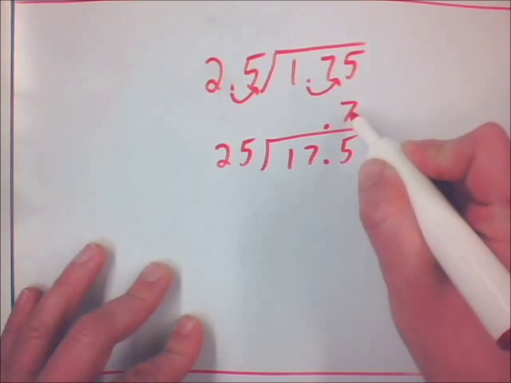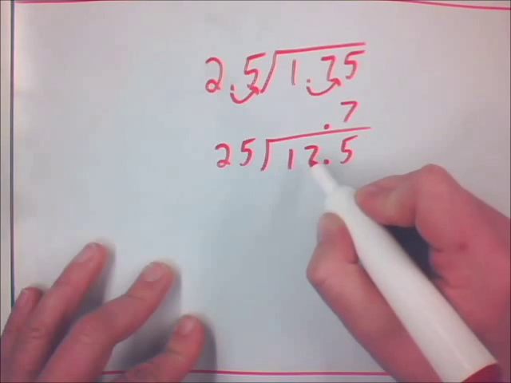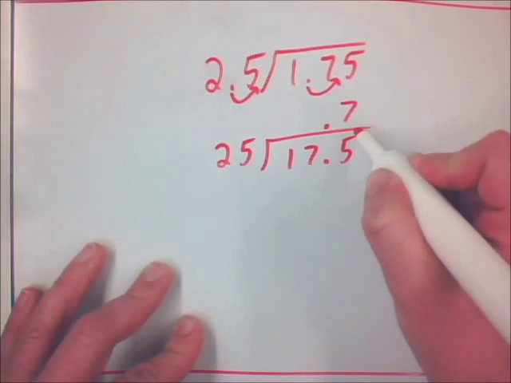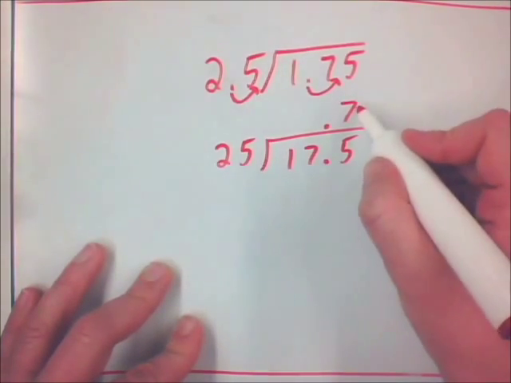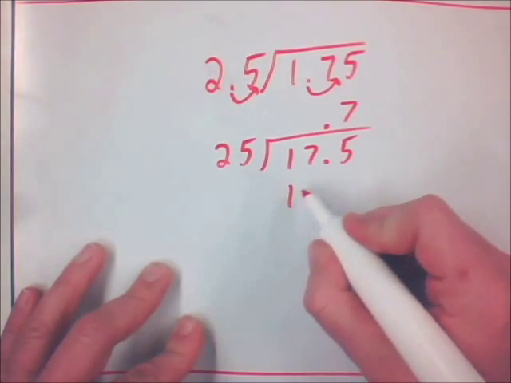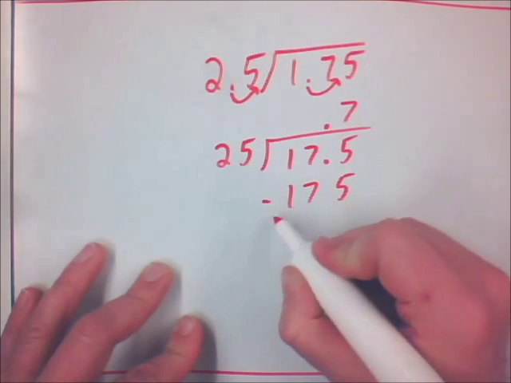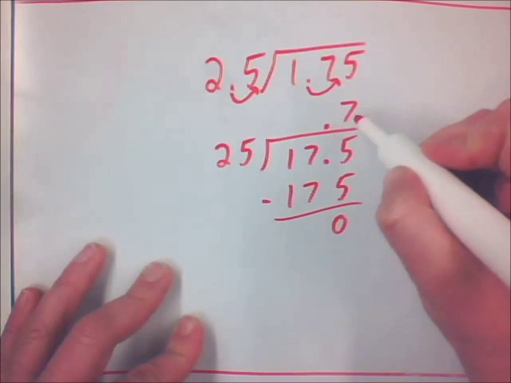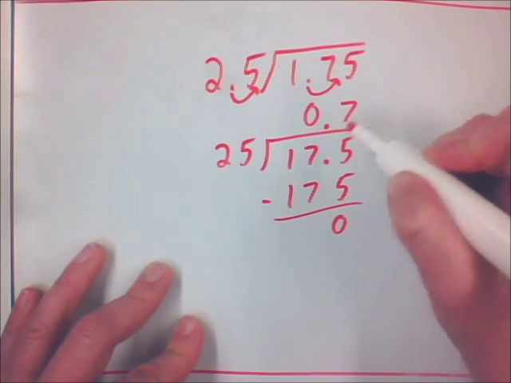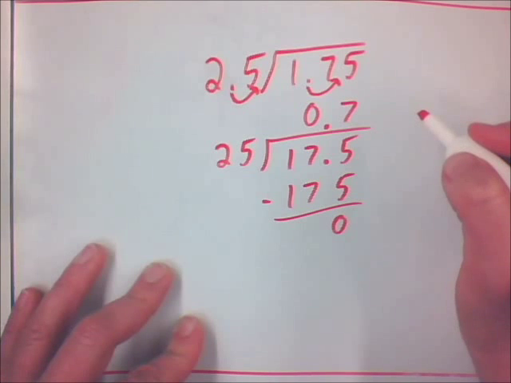Notice that I put the 7 at the end because it went into all 3 digits. So I had to put the 7 at the end of the 3rd digit. So 25 times 7 is actually exactly 175. So when I subtract, I end up with a 0 remainder, and my answer is decimal 7, and I can put a 0 placeholder here, so 0.7.